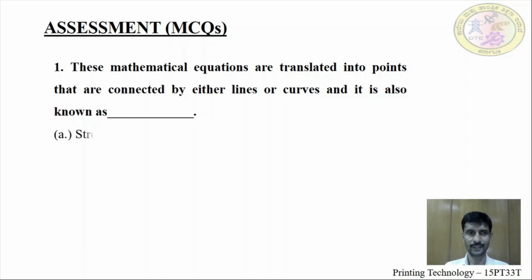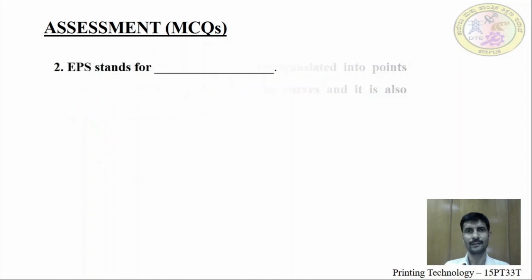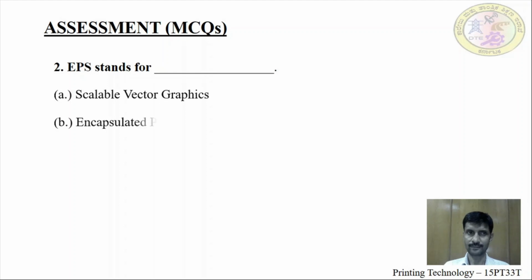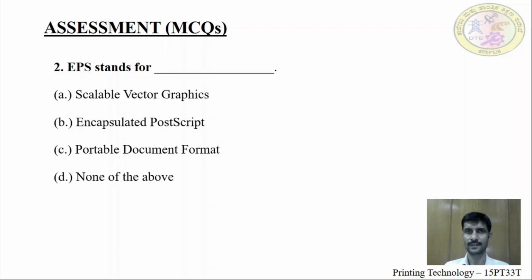Let us see the options one by one. First is strokes, second one is shapes, third one is vector path, and fourth one is none of the above. Next question. EPS stands for. These file formats can consist of text, graphics, as well as color information without loss of quality, and are mainly used in printing image carrier preparation. This is the clue. First option is scalable vector graphics. Second option is encapsulated PostScript. Third one is PDF or portable document format. Last one is none of the above.